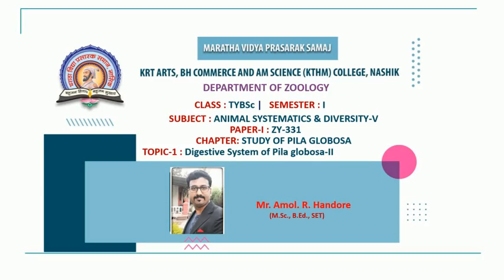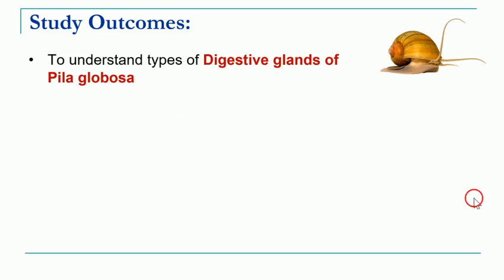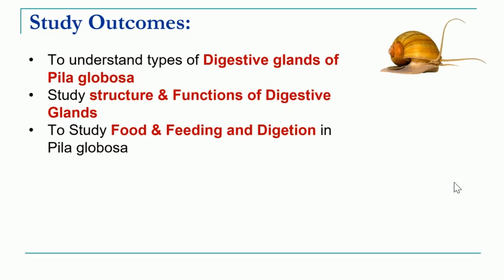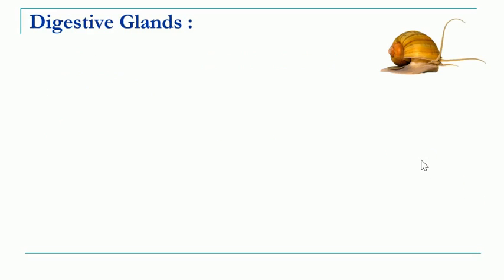In the previous lecture, we studied the alimentary canal of the digestive system and different associated parts. Today, we are going to deal with the remaining part of the digestive system. After completing today's lecture, we should understand different types of digestive glands in Phyla globosa, their structure and functions, and we should know the food and feeding mechanism as well as digestion in phyla. So let's begin with the digestive glands.